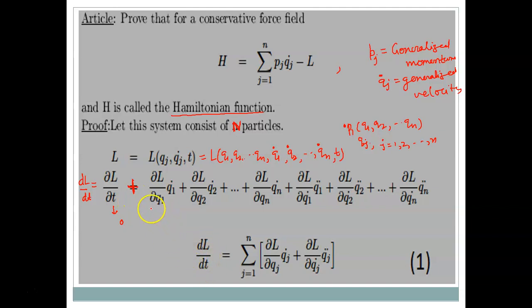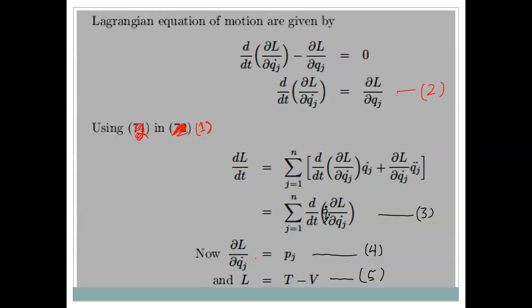In that situation, if we write it in compact form, dL by dt can be written as the sum of del L by del qj times qj dot plus del L by del qj dot times qj double dot. You put j going from 1 to n and you get these n terms. So the whole expression can be written in this form. So this is equation 1.